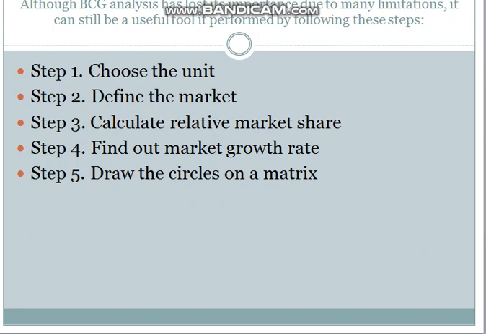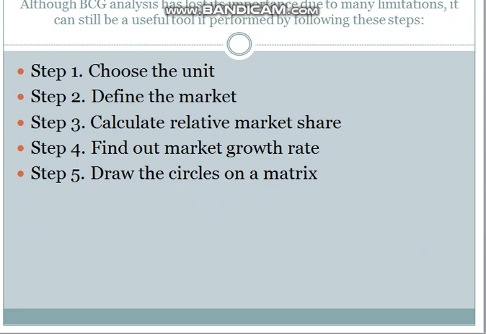And moving to the steps, first one is choose the unit. BCG matrices can be used to analyze SBUs such as strategic business units, separate brands, products, or a firm as a unit itself. Which unit will be chosen will have an impact on the whole analysis. Therefore, it is essential to define the unit for which you will do the analysis. Second one is define the market. Defining the market is one of the most important things to do in the analysis. This is because an incorrectly defined market may lead to poor classification.